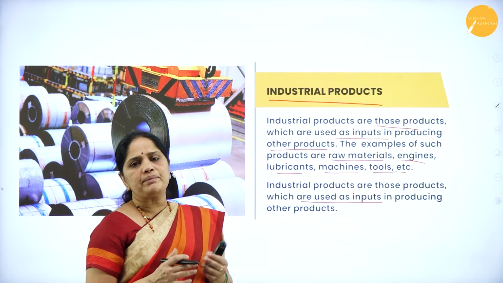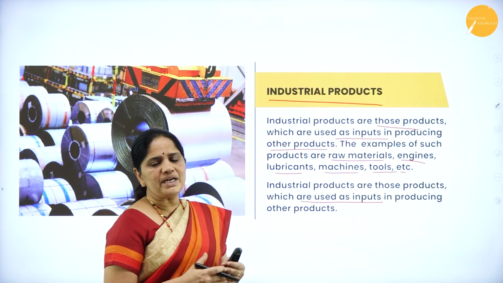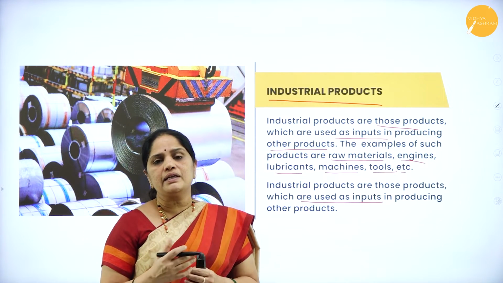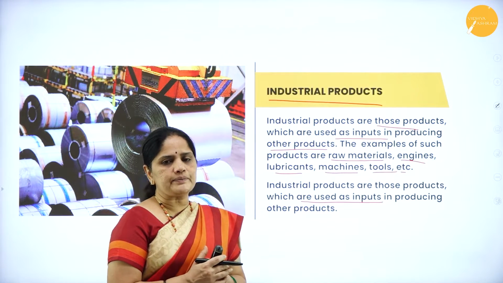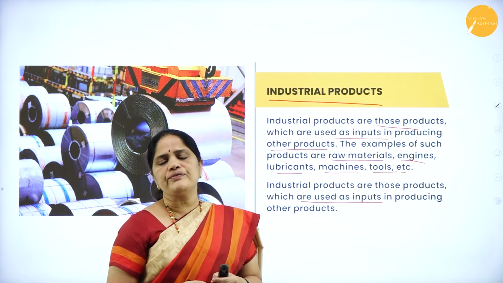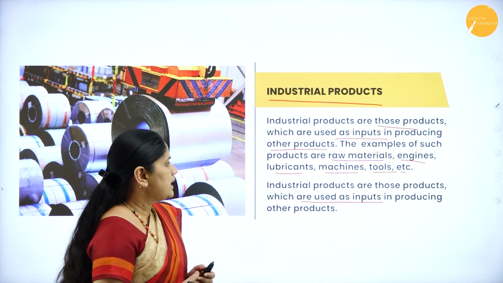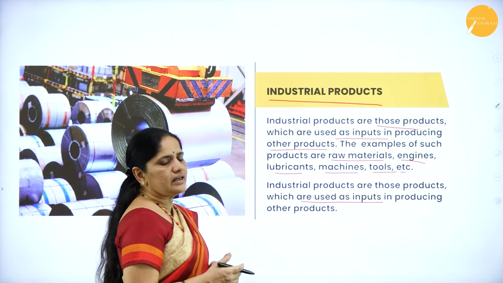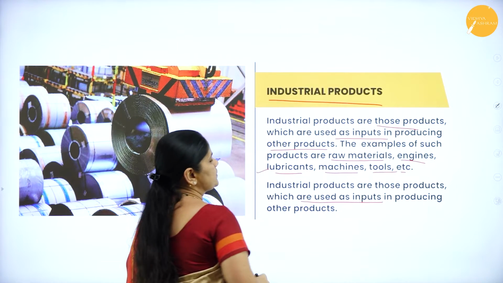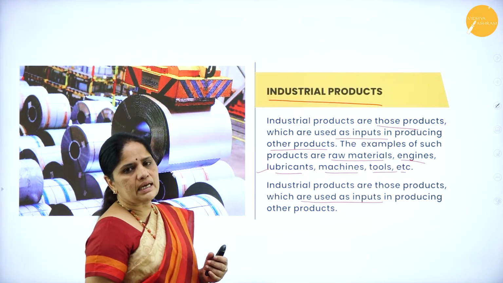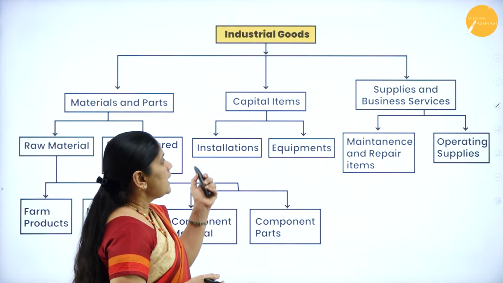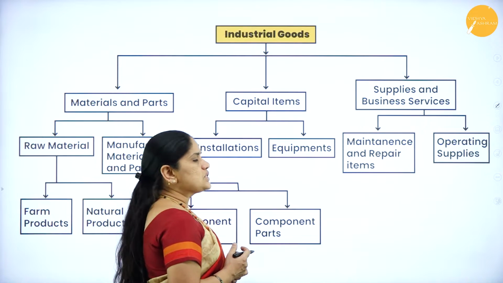Suppose it is a rubber manufacturing unit, then the raw material will be rubber, or if it is a sugar manufacturing industry, the raw material will be sugarcane. In this way, we have certain products based on raw materials through which we get the final product. If it is a motor car, then the engine will be the industrial good here, and the lubricants which we use for tightening the nuts and bolts in the car will also comprise industrial products.